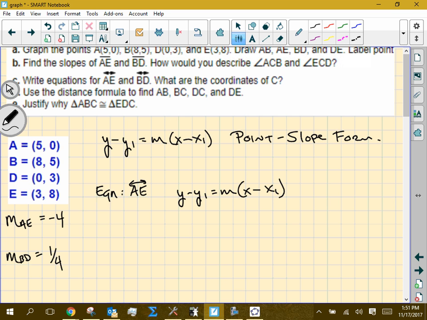Is A on line AE? Yep. Is E on line AE? Yep. So your choices are to use either that point there or that point there. Okay, so we're going to plug stuff in. M, we now know to be -4. X1, let's use A first. X1 is the 5. And Y1 is 0. We're finding the equation of a line. So what's y minus 0?